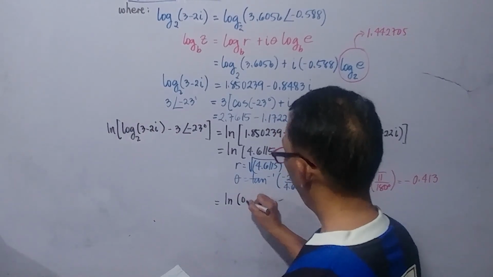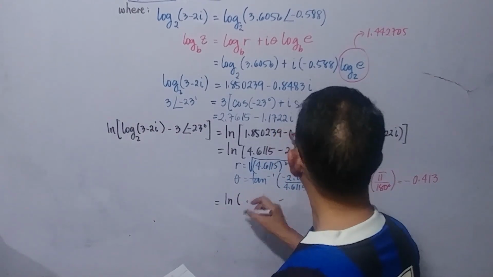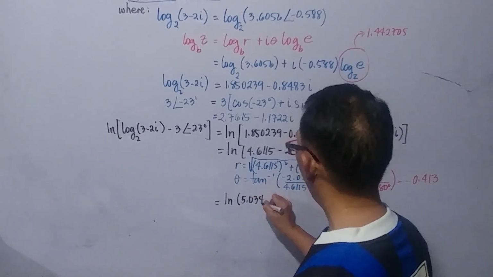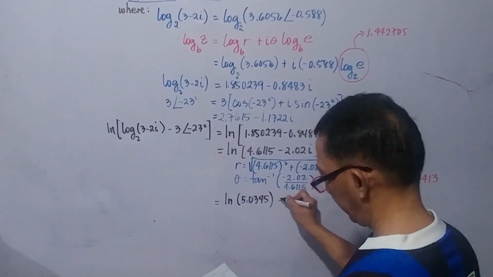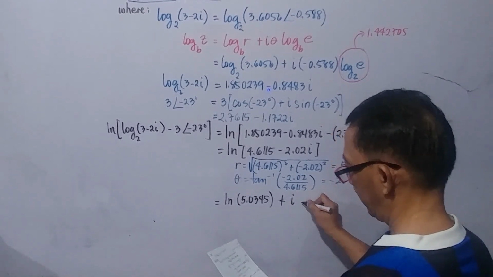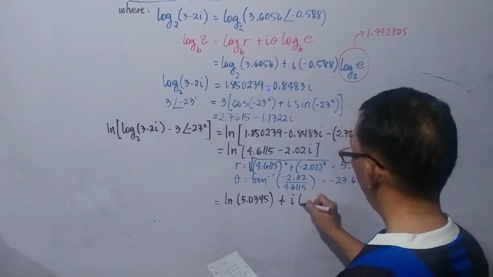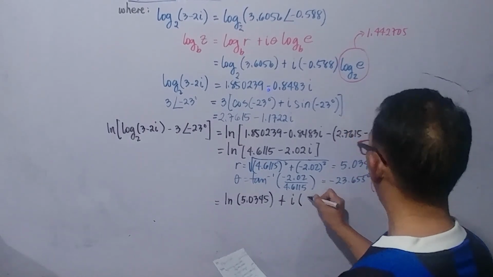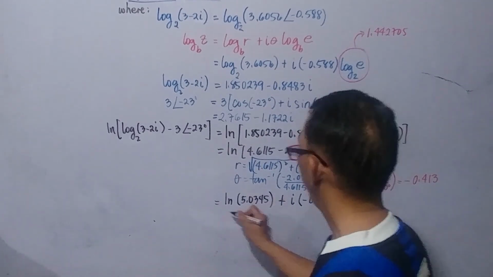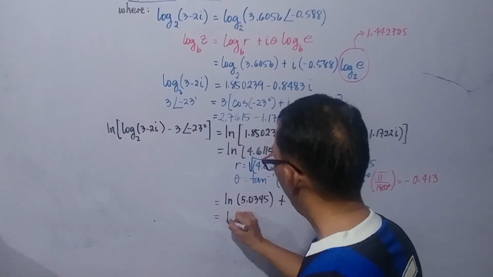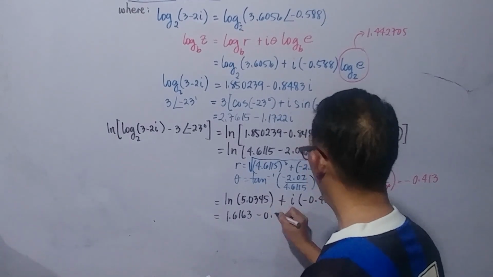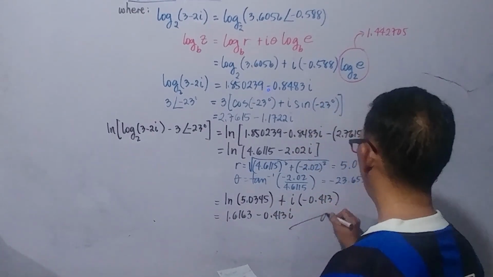So finally, your answer now here is ln of 5.0345 plus i of negative 0.413. Well, finally now your answer is 1.6163 minus 0.413i, and that's your final answer.